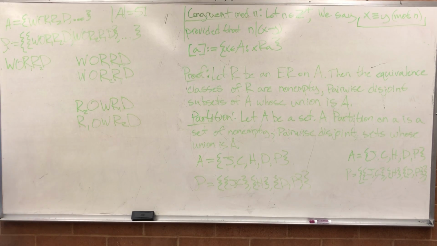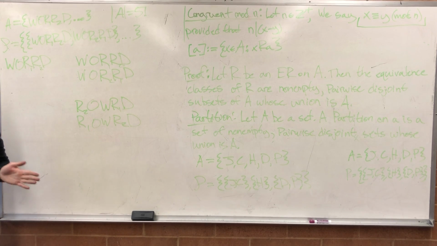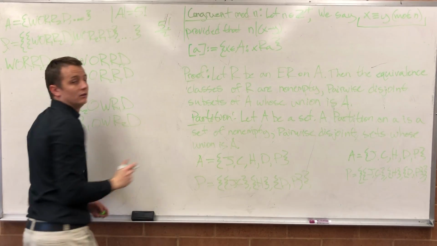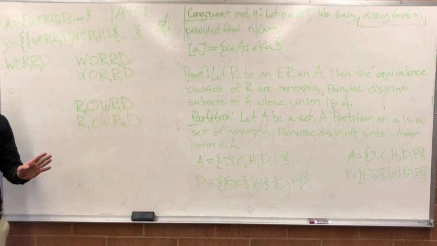Now notice that what we really are interested in is how many parts are in the partition. How many of these classes are there? That's what we care about. And what's the size now of our partition? 5 factorial divided by 2. It's just 5 factorial divided by 2.